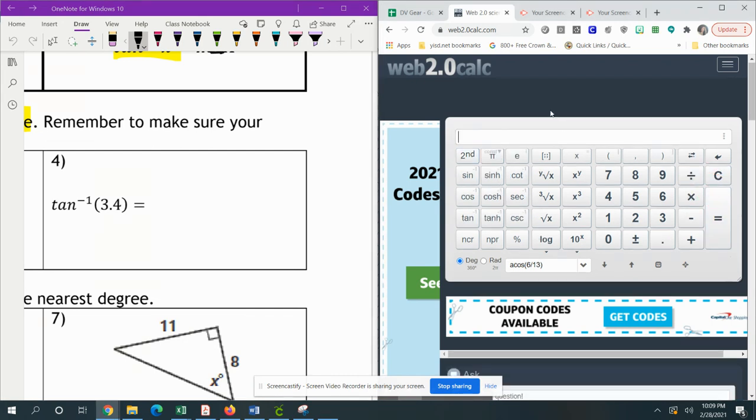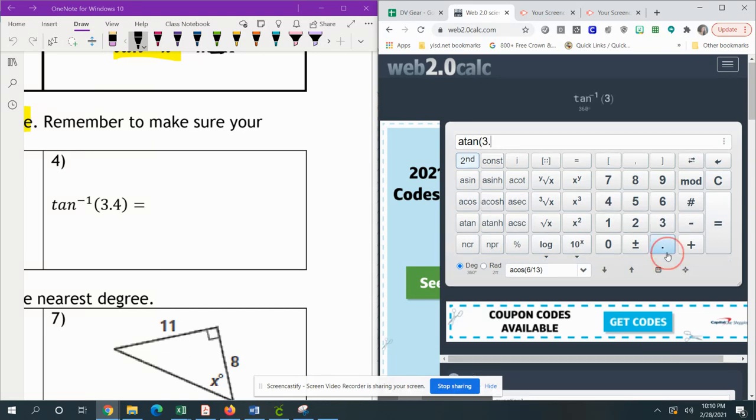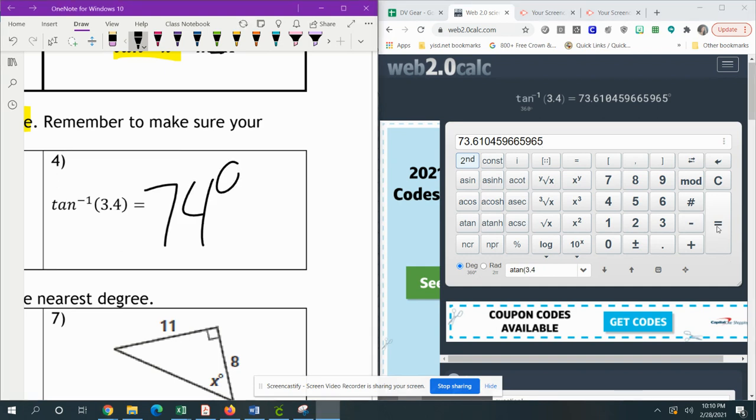We have tangent inverse of 3.4, so I'm going to press second, and then tangent, and then 3.4. As you can see up here at the top, it shows it to me exactly the way I see it right here. We press enter, and that gives me 73.6, so that would round to 74 degrees.